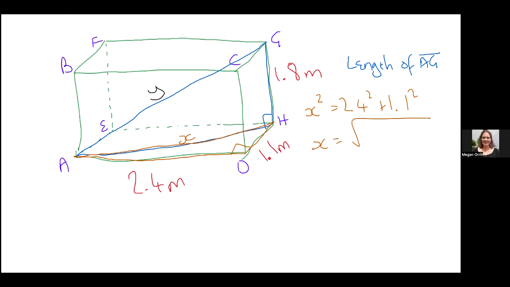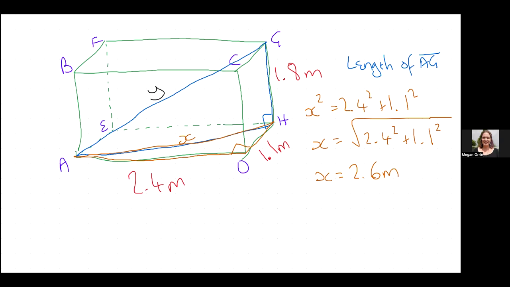Someone type that in for me. Oh, that should be 1. Sorry. I could if I wasn't so lazy. All right, so X is 2.6 meters. Now that makes sense to me because it's longer than 2.4, right? This has to be the longer side, so I like that.